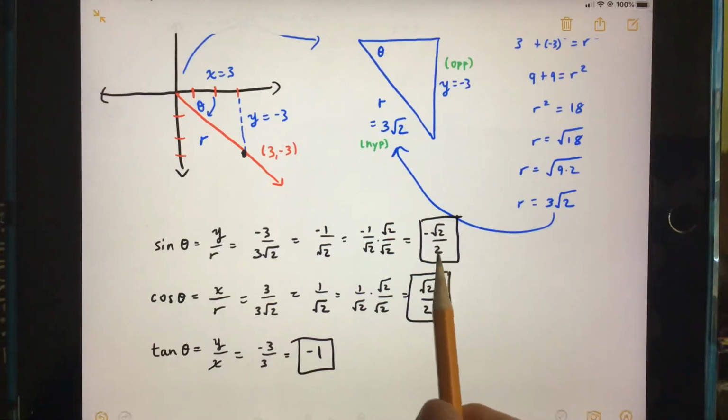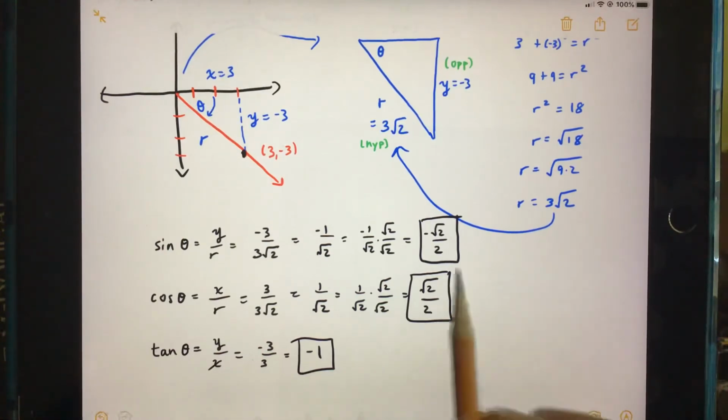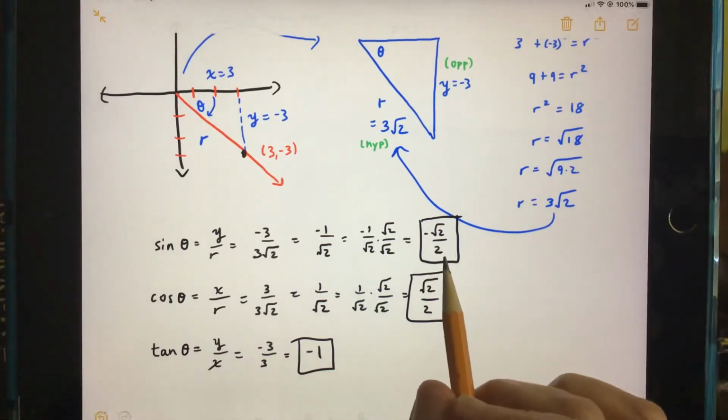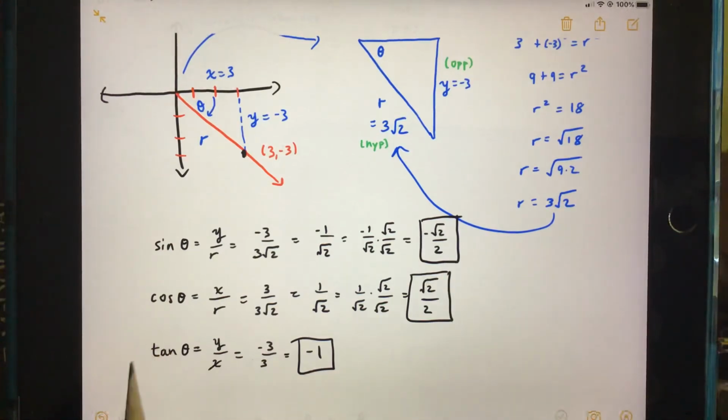And notice these 2's do not cancel. You cannot cancel numbers that are inside and outside of a radical. So negative root 2 over 2 is our sine of theta. Cosine of theta is going to work similarly. We're going to put in 3 for our x and 3 root 2 for our r.